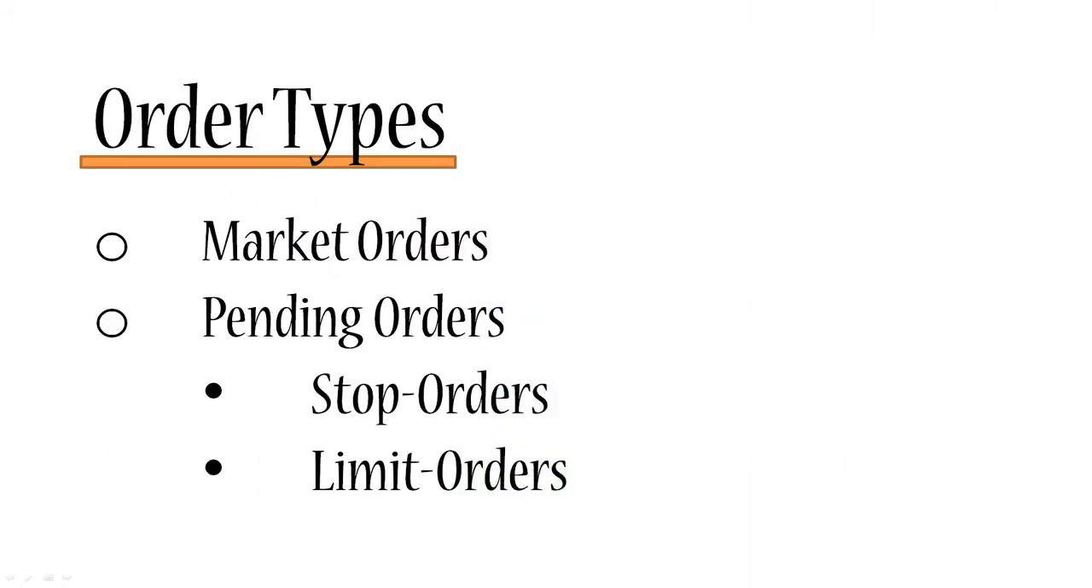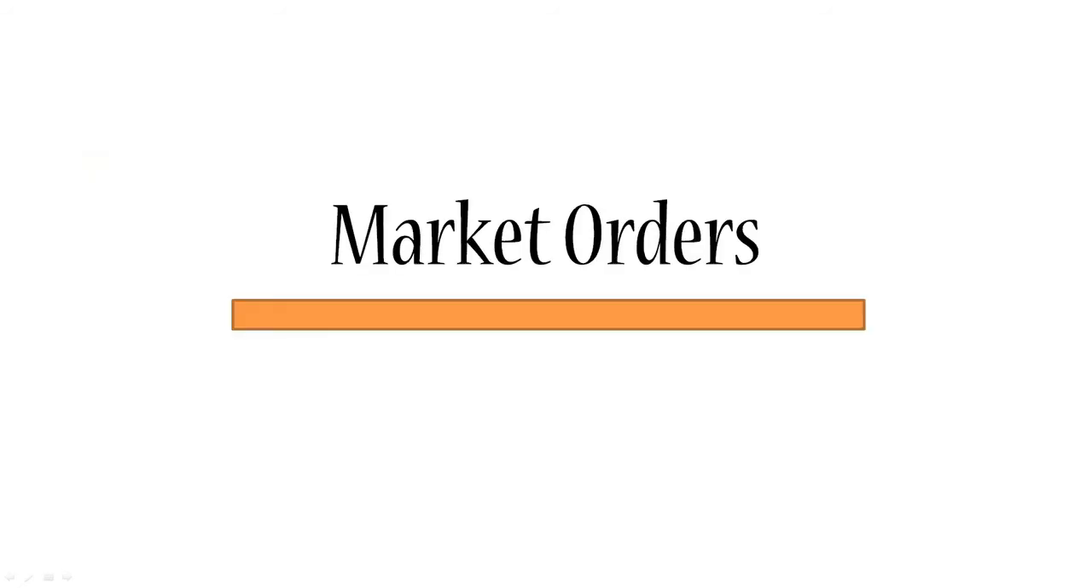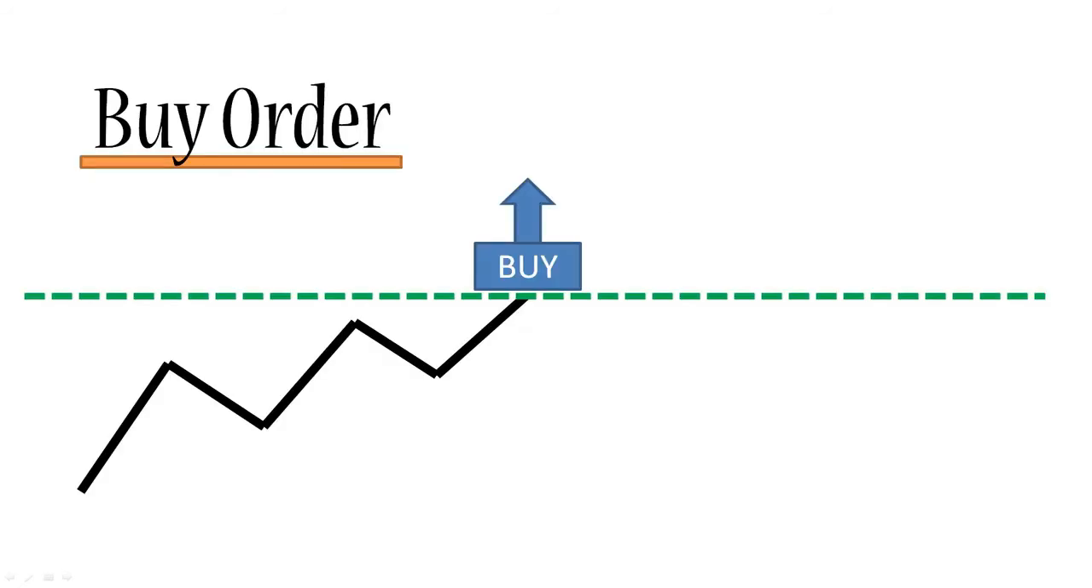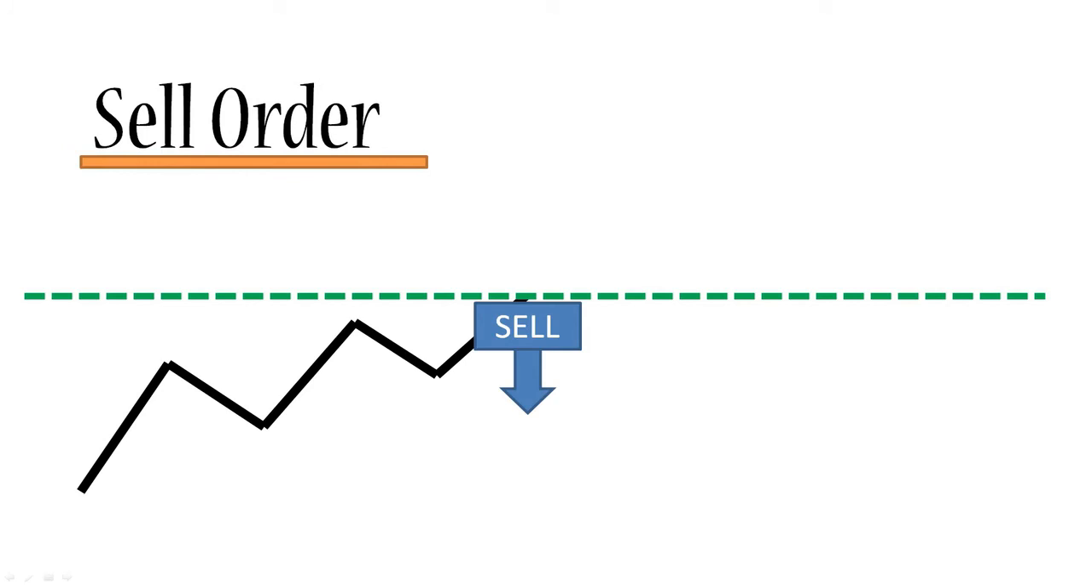There are two main classes of orders on the Forex market, and these are market orders and pending orders. And there are two categories in the pending orders. These are stop orders and limit orders, and we'll have a look at all of them right now. So market orders, you're already familiar with these orders. These are the buy order and the sell order.